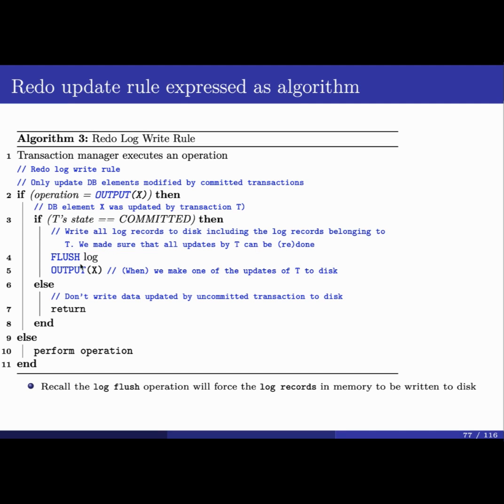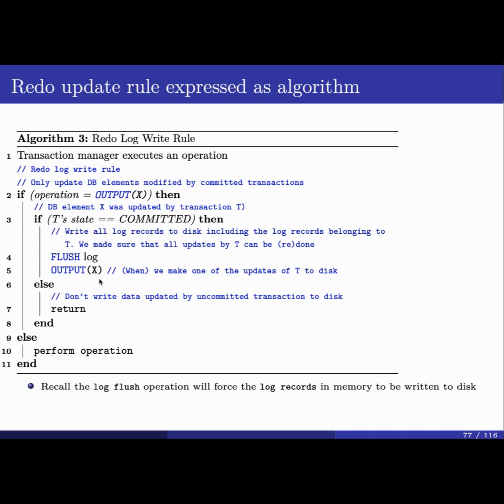How can you enforce this? Flush log. If you flush the log, that means you're going to write start T, X, and V, whatever value they change. Then after that, you have a commit T that must be stored in the disk. Then after that, now you can change the database element X.